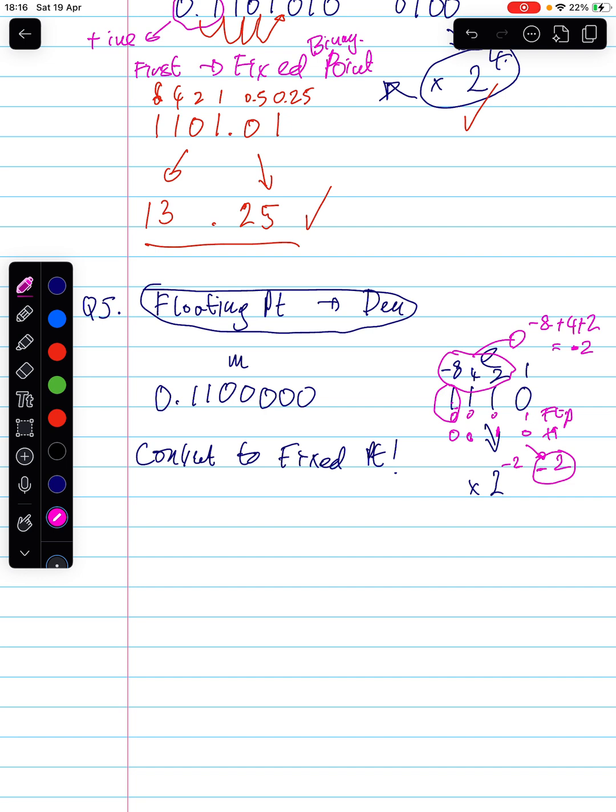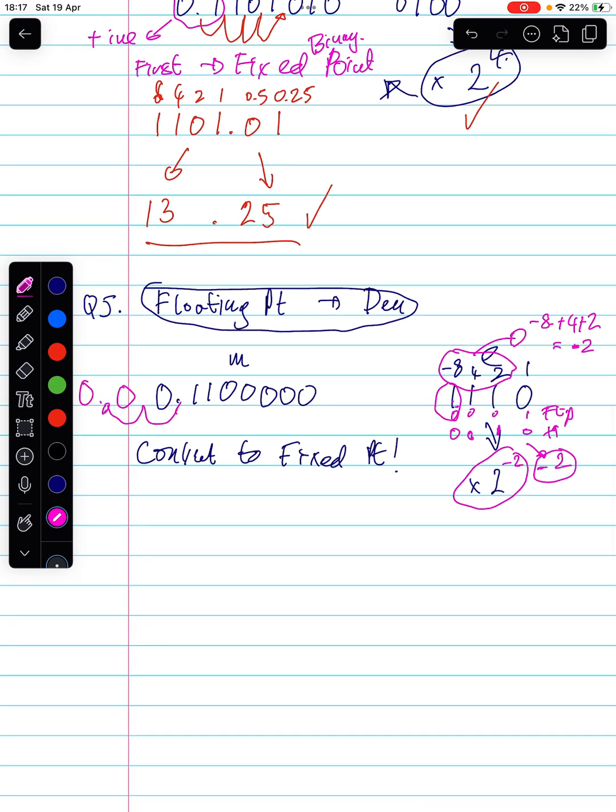Okay, so the first point we want to convert this floating point into fixed point. So we need to apply this to the binary number. So minus 2 means that we are going to make it smaller by 2 places, 1, 2. Okay, so the decimal point ends up there. Okay, and then we're going to write out our number. So let's write that out here. So it's 0.0011. We don't need to write any more.